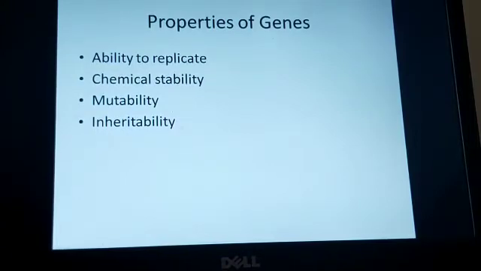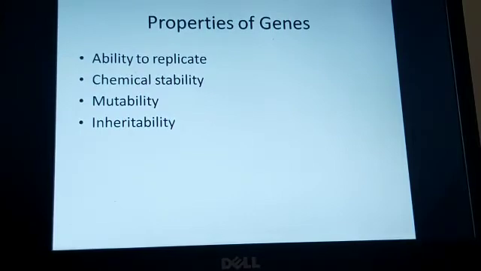Next is heritability. The genetic material acts as a repository for all hereditary information, and this information is passed on from one generation to the next generation. So these are the four essential properties of the genes, or you can say DNA.